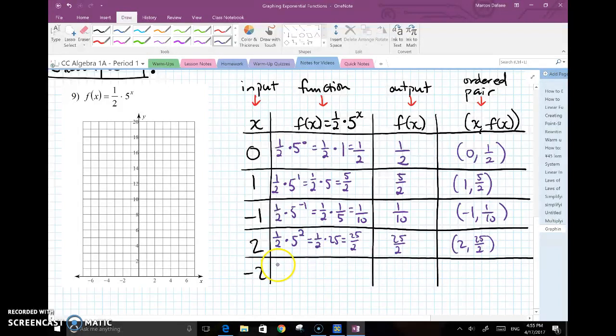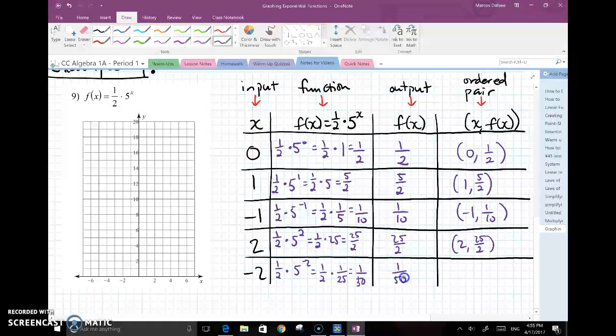Negative 2, you have 1/2 times 5 to the negative second power. That's like saying 1/2 times, do the reciprocal of that, 1/2 times 1 over 25. Oh man, this will be a very small fraction indeed. So this will be 1 over 50.